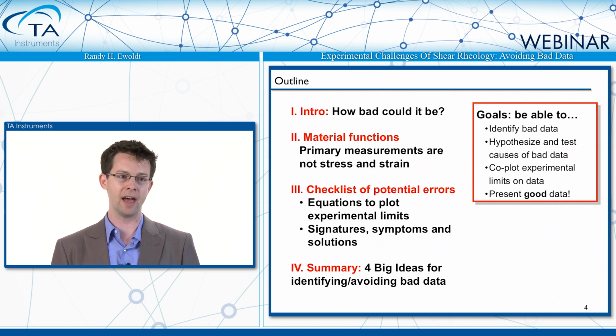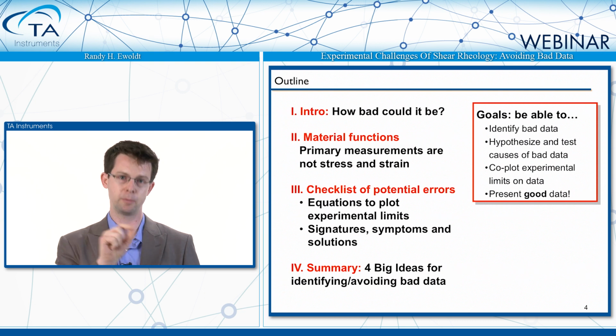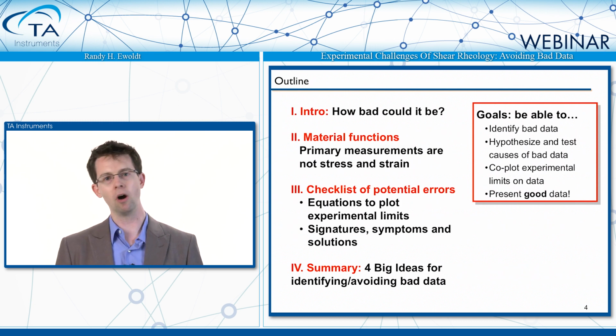And going beyond that, I want you to use maybe the most important tool I'll talk about today, which is that on real experimental data plots, you can actually co-plot the experimental limits of the instruments that you're using. And this can help identify the region where the data may be non-ideal.